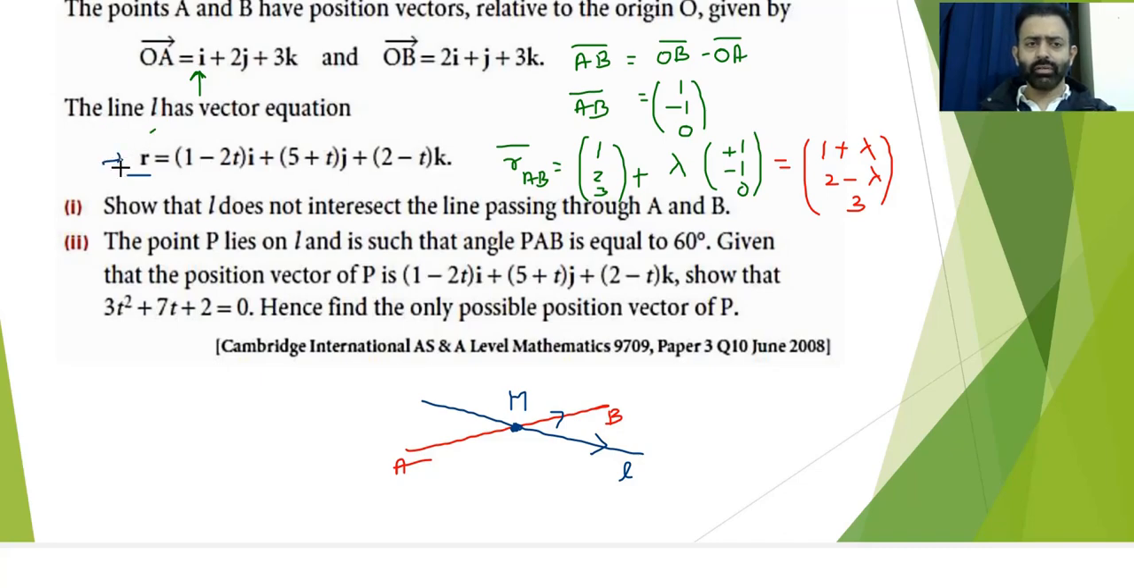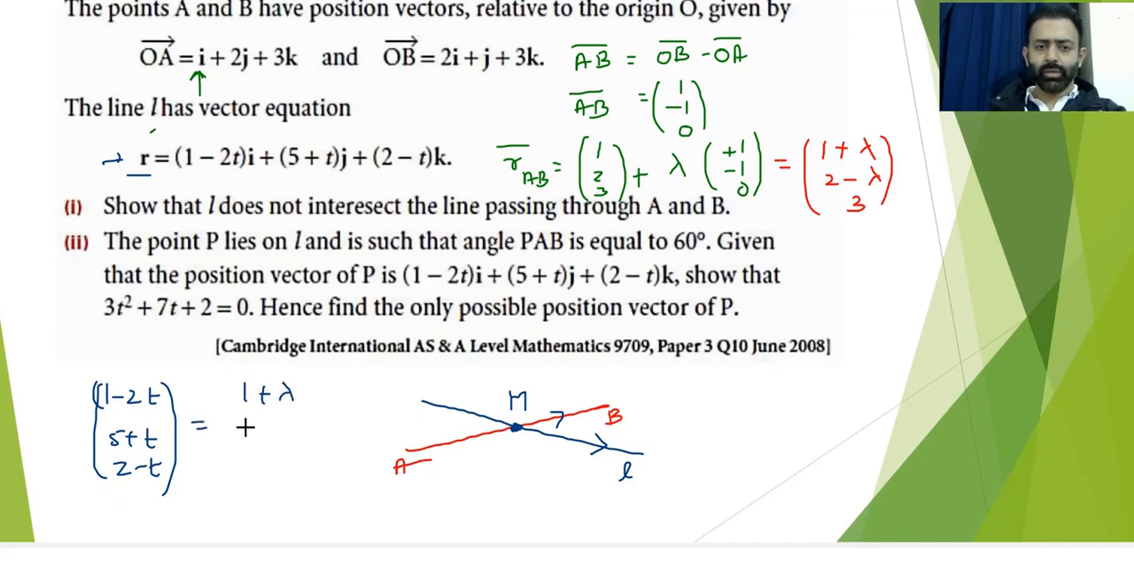So we can write the vector r, which represents the equation of line L, as the column vector (1 minus 2t, 5 plus t, 2 minus t). Okay, so this must be equal to our (1 plus lambda, 2 minus lambda, 3). If they are representing the same point, then let us equate the third, the z component: 2 minus t must be equal to 3.